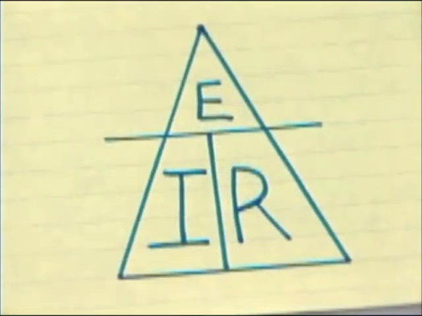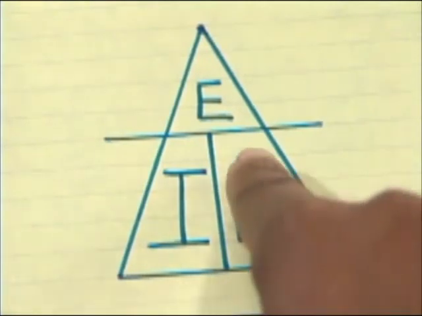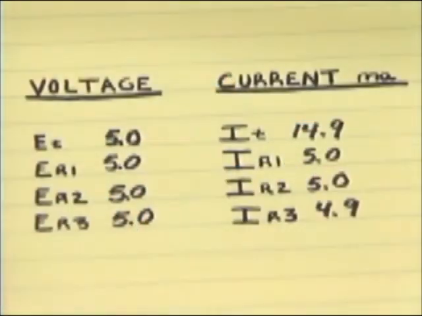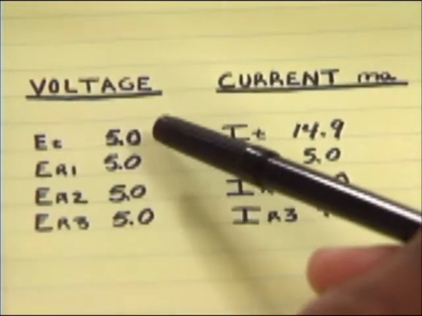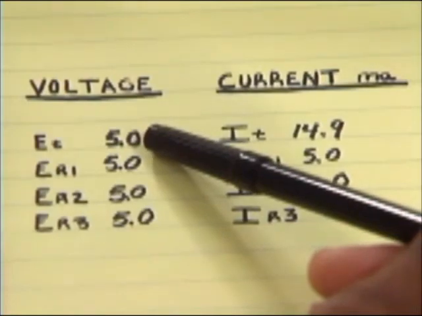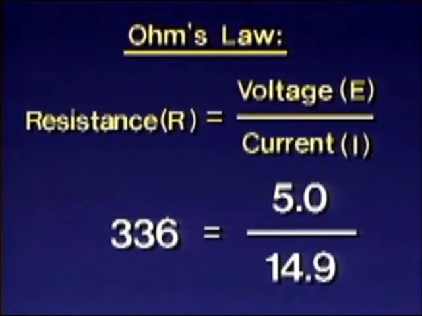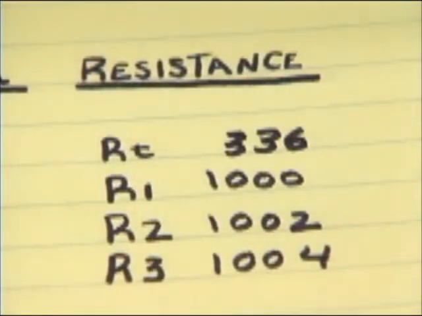Using Ohm's law again, calculate the total resistance in the circuit. By covering R, you find that R is equal to E divided by I. The total voltage in this circuit is 5.0 volts divided by the total current, 14.9 milliamps. The total resistance, then, is 336 ohms when rounded. Notice that this is less than each of the individual branch resistances. That's because when resistors are connected in parallel, total resistance decreases.